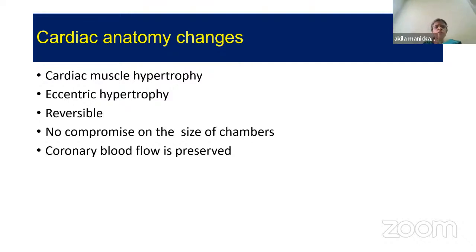And now what is the difference between the hypertrophy you see in a hypertensive patient and in a pregnant patient? There is no compromise on the size of the chambers. For example, severe left ventricular hypertrophy can lead to a decrease in the available volume of the left ventricle. So this can ultimately result in impaired diastolic relaxation. Whereas in pregnancy, there is no compromise on the size of the chambers, and it is often an eccentric hypertrophy. In addition, there is no compromise in the coronary blood flow, because the angiogenesis is preserved. So it is called physiological angiogenesis and eccentric hypertrophy.